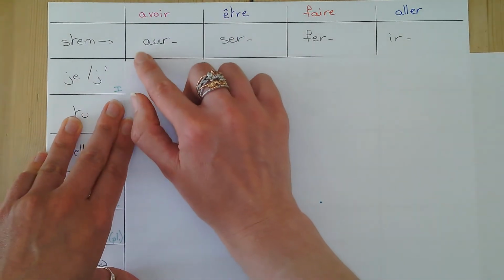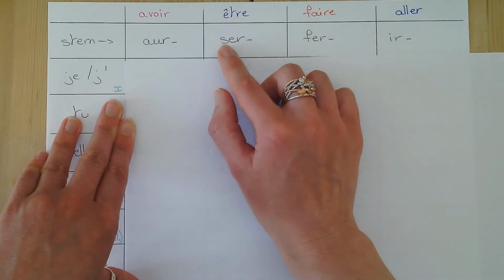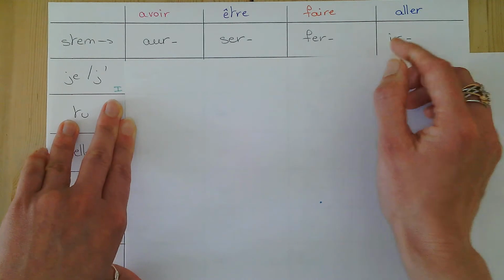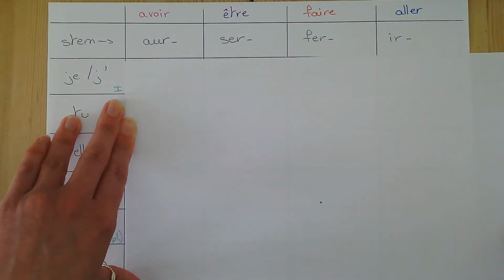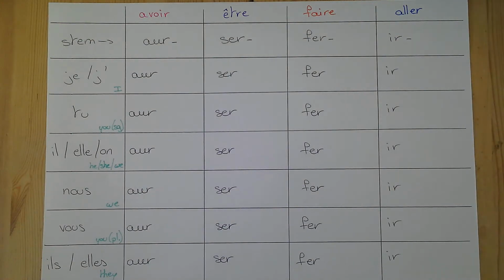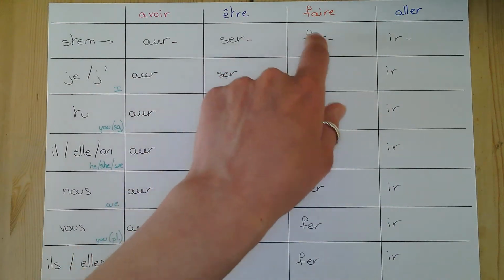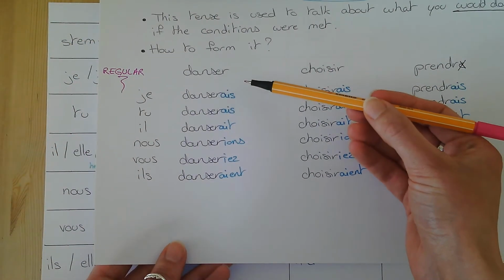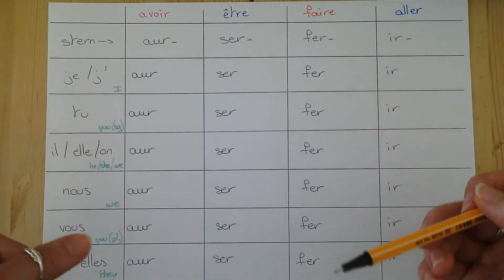So for to have, it's AUR, to be SER, to do FER, and to go IR. Once you've got those stems, all you need to do is to put them down for each pronoun all the way down. So you've got something like that. And then to form the conditional I would have, I would be, I would do, I would go, you just need to remember those conditional endings and to put them down all the way.